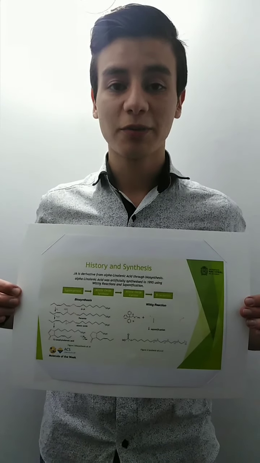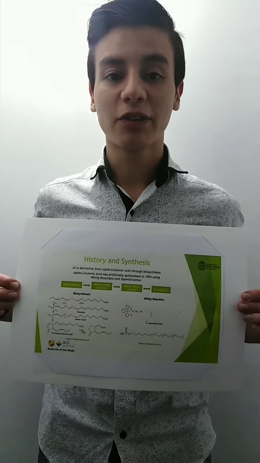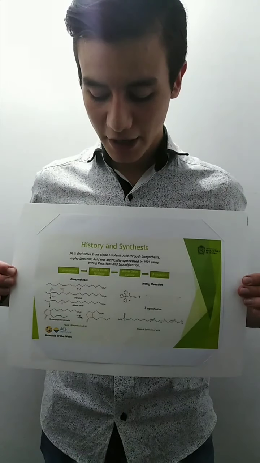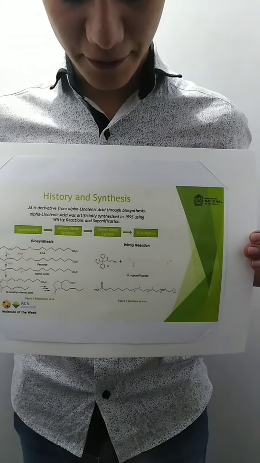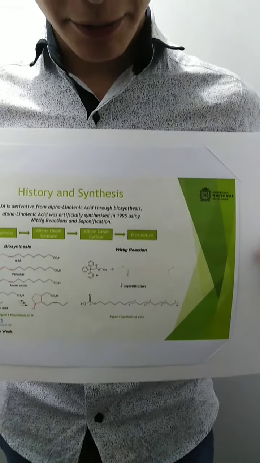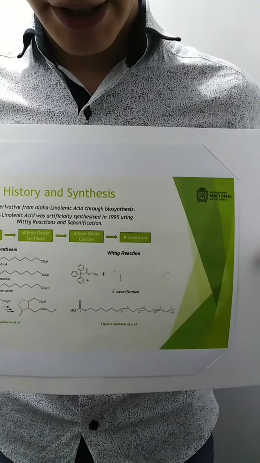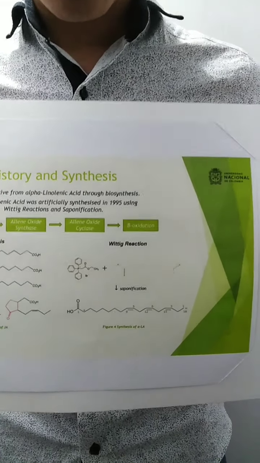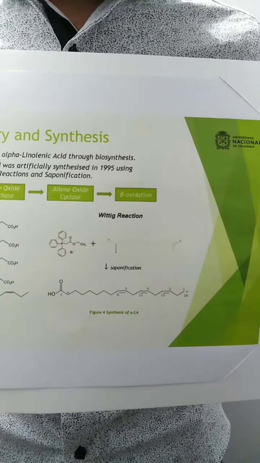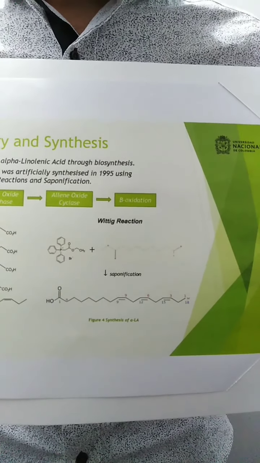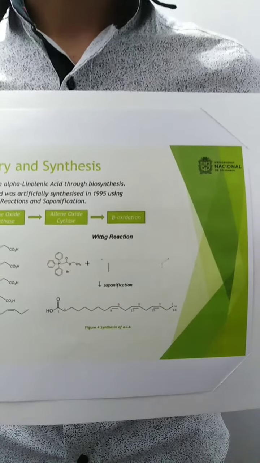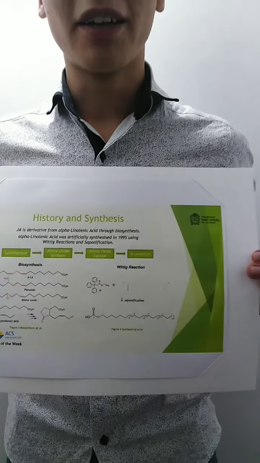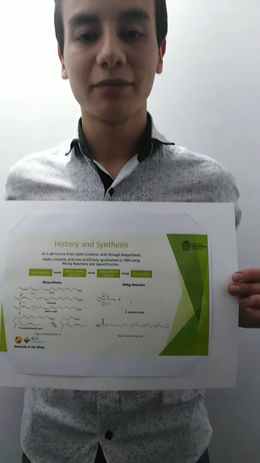Now, talking about the history, we have to take into account the jasmonic acid, which was first synthesized artificially in 1995, based on a Wittig reaction that consists of the interaction of a phosphonium halide with a ketone or aldehyde, followed by the saponification process in order to arrive finally at the fatty acid.